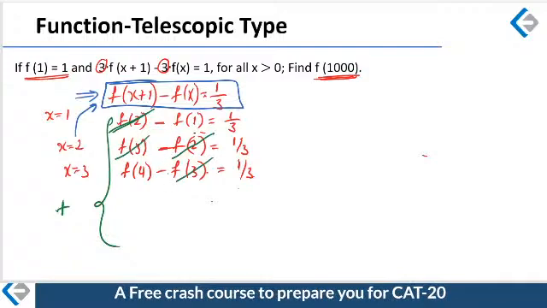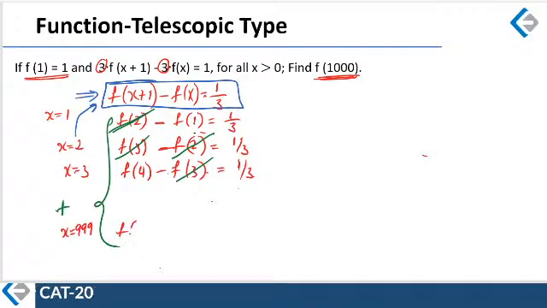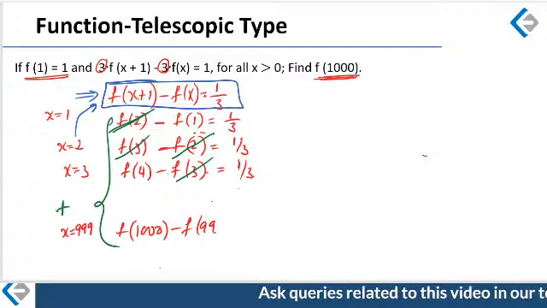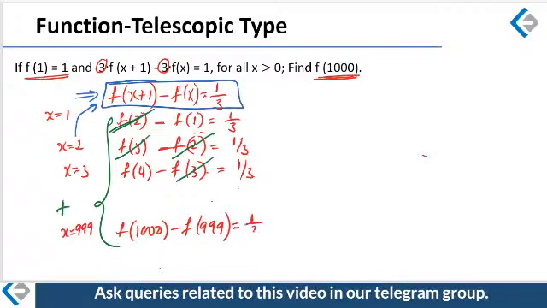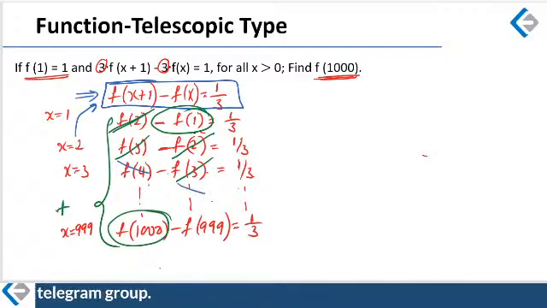Likewise, ultimately you would be saying that put x is equal to 999. When you put x is equal to 999, you write f of 1000 minus f of 999 is also equal to 1 by 3. This is what you ended up writing. You have cancelled everything except this term and the first term, because it gets cancelled in that particular order. This gets cancelled with this, this with this, like that. It goes on.